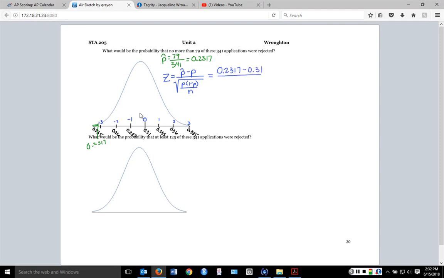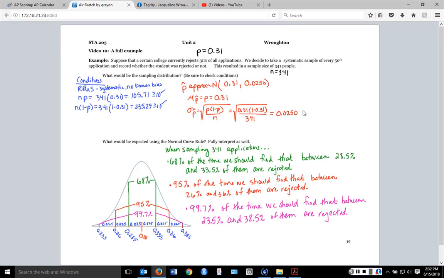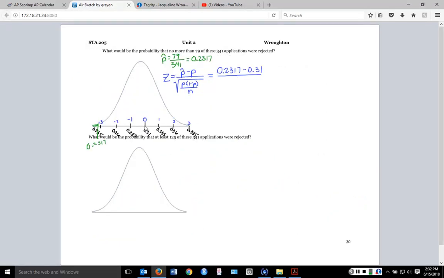And then we need to divide by our square root of p times 1 minus p over n, which is also our standard deviation, which we calculated here to be 0.025. Remember, that's also the size of the increment, the distance between these two numbers here. And so when I do that, I get a z of -3.13, just as I expected, even smaller than -3.